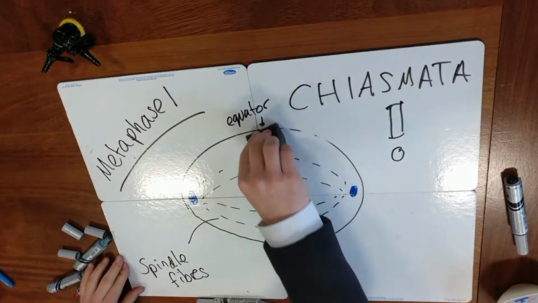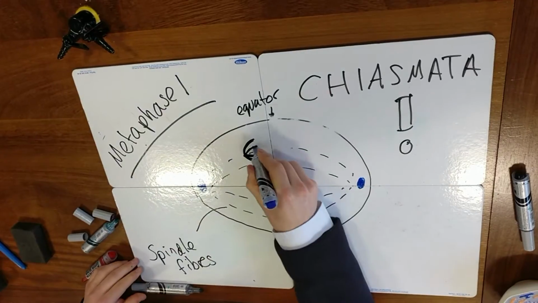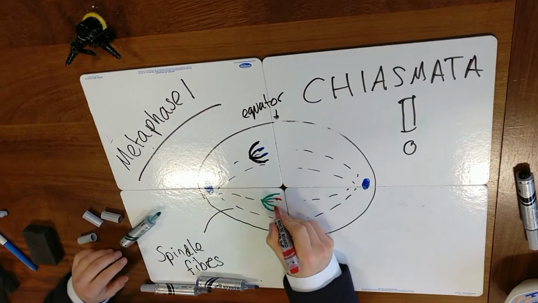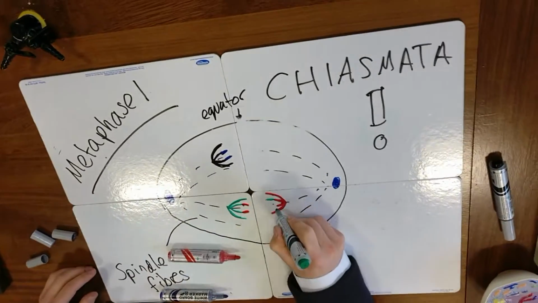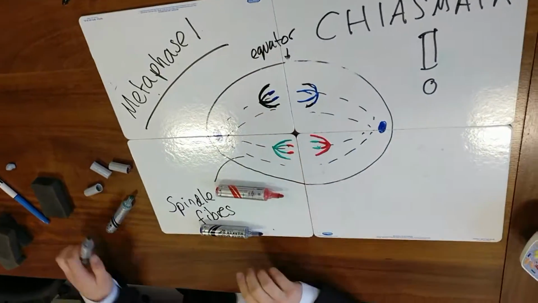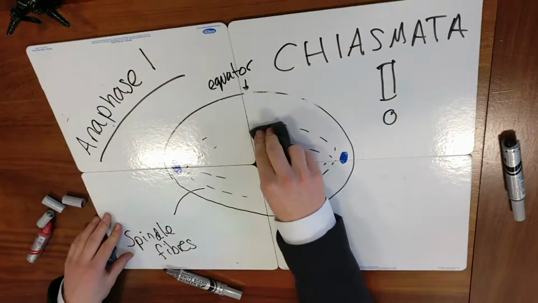The spindle fibers now contract towards opposite poles. The pairs of sister chromatids remain together, but the homologous pairs are separated. This is the reduction division where the chromosome number is halved from diploid to haploid. This begins anaphase 1.